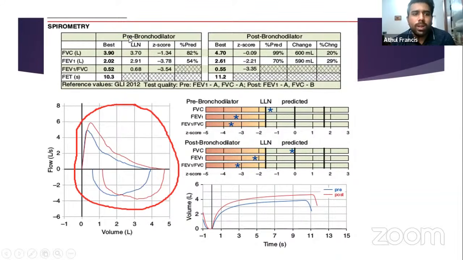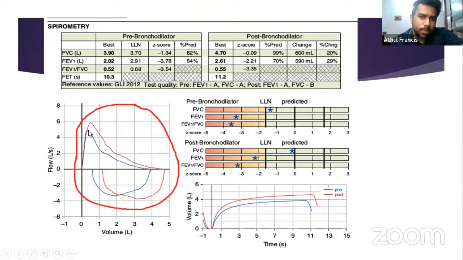Now, depending on the lower limit of normal is how we differentiate. So here the lower limit of normal is 0.68, but his is only 0.52. His FEV1 is reduced because the lower limit of normal is 2.91, and here FEV1 is only 2.02. FVC is normal because the lower limit of normal is 3.7. So here you have an obstructive pattern.